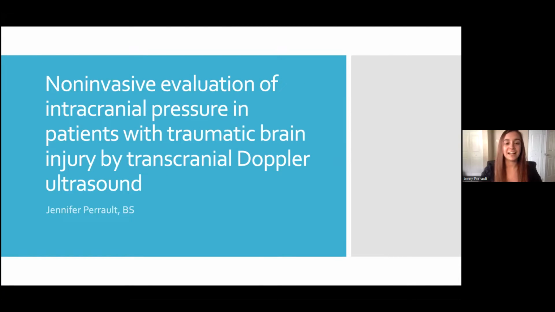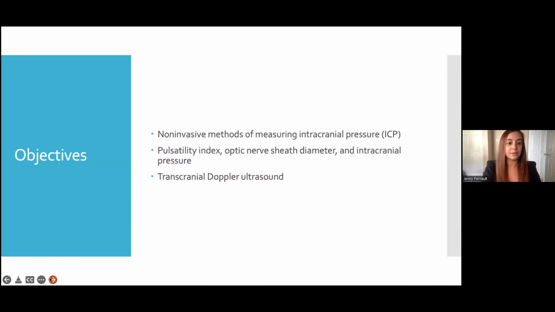I'll be presenting non-invasive evaluation of intracranial pressure in patients with traumatic brain injury by transcranial Doppler ultrasound. It's quite the mouthful. So first I'd like to start off with some objectives. First, why do we need non-invasive methods of measuring intracranial pressure? What is the relationship between pulsatility index, optic nerve sheath diameter, and intracranial pressure? And then what is transcranial Doppler ultrasound and how does it relate to intracranial pressure?